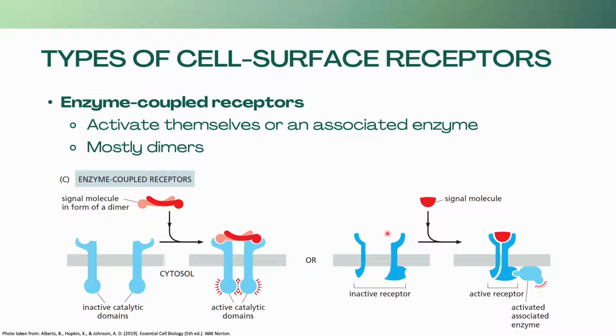On this side of the figure, we can see a signaling molecule that is bringing together the receptor, but this receptor, instead of activating itself, it activates an associated enzyme. And this enzyme in turn can create the second messengers, which we talked about previously.